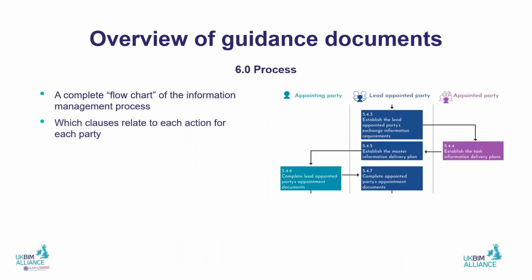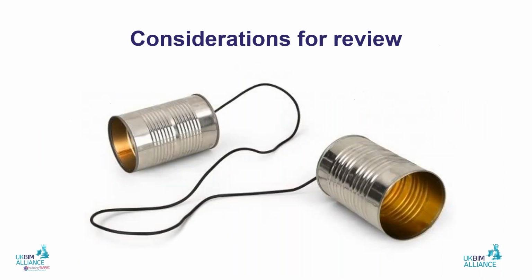Finally, section 6, again, the one that Sarah went through, it's newly added in. It's a flow chart of the information management process, as you can read here quite as well as I can. It shows which clauses relate to each action for which party, but it's laid out in a clearer way than you can always do with an ISO document. It's a nice diagrammatic flowchart approach that shows you how the information moves from one party to the other, and again, relates back directly to the clauses in ISO 19650 so you can understand exactly how it's supposed to work. So that's an overview.